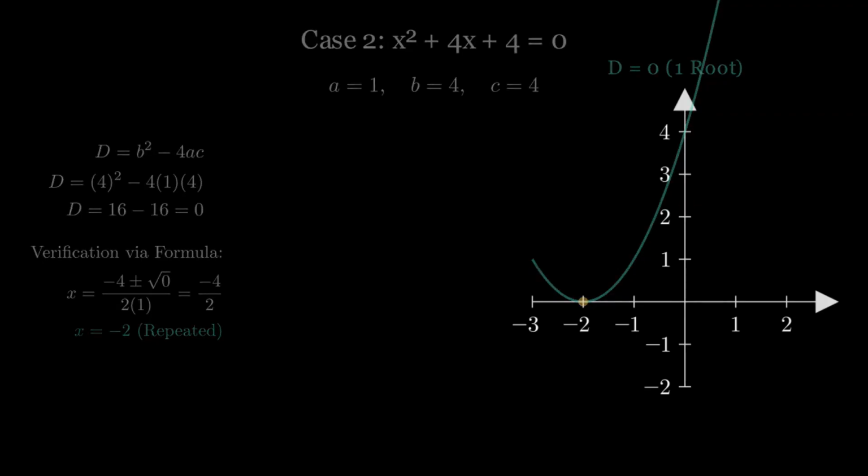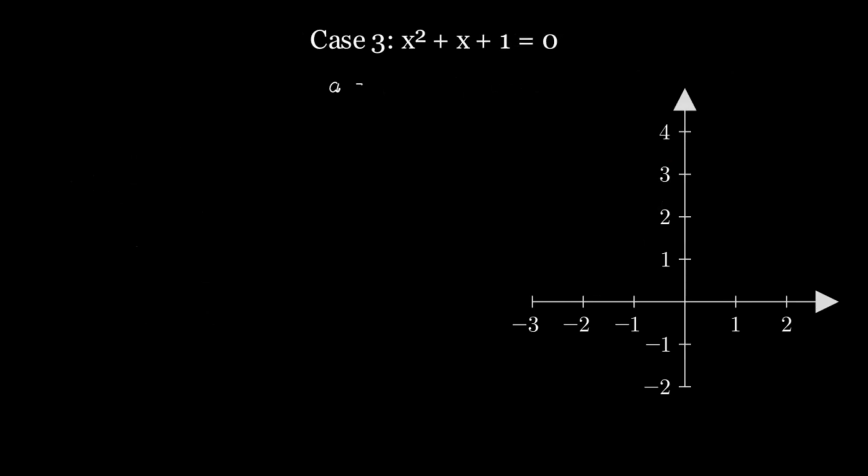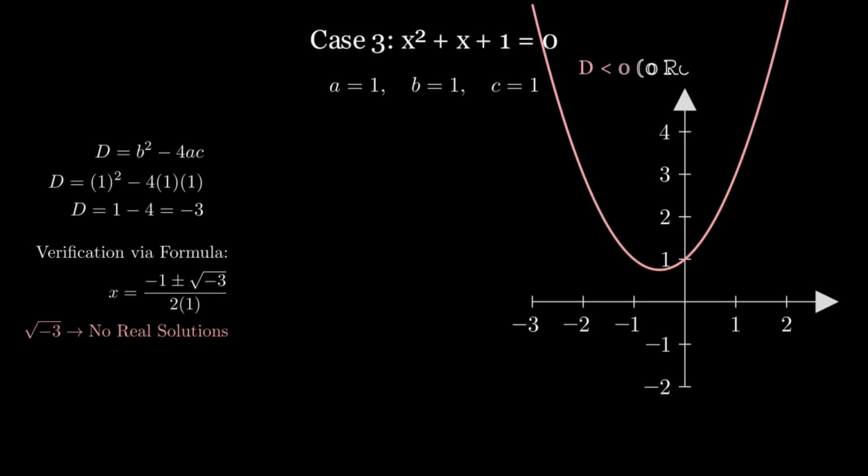Now we have the third example, where in this case we get the value of D as minus 3. And we know that the square root of minus 3 will not give us a real value, so we will have no real roots. Graphically, you see on the graph on the right, the parabola does not touch the x-axis. It hovers above the x-axis and turns around.